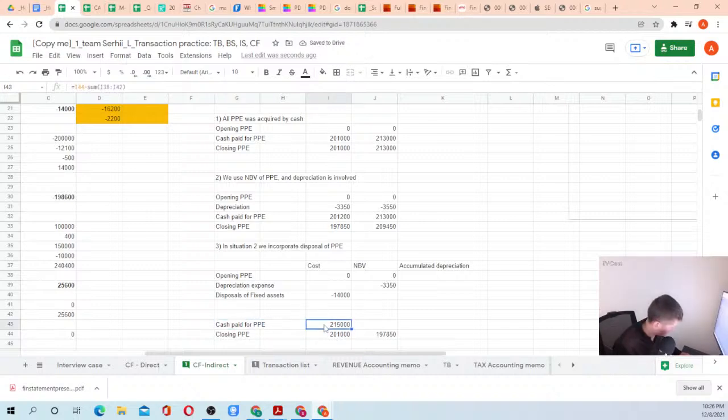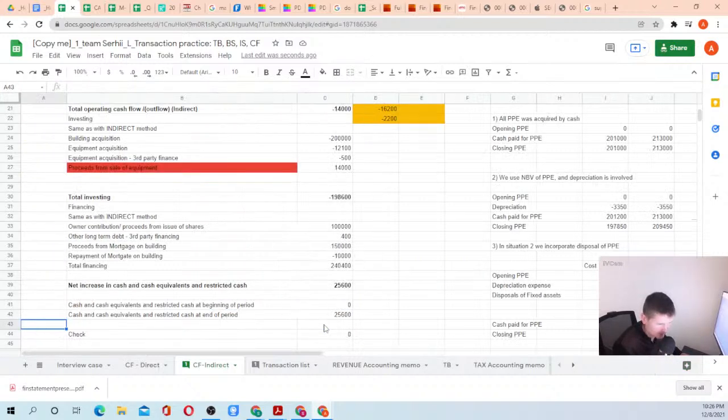Okay, 215,000. Let's see. I have a different number here. What should be the reason? $500, third party equipment. Oh, it was actually probably 77. It was 12,000. The disposal was 12,000, this way. 213,000.